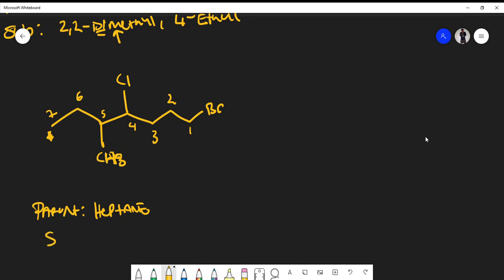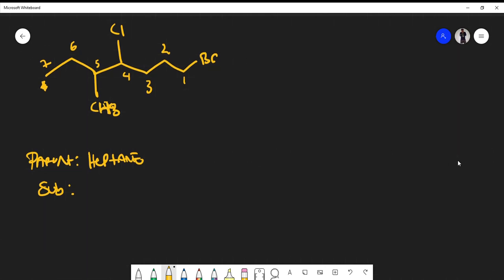Now, what are the substituents? Well, on carbon number 1, I have a bromine. So this would be 1-bromo. When we're naming substituents, especially for the halogens, we just drop the ine and we add an O at the end. So bromo, chloro, iodo, etc. On carbon 4, we also have a chlorine, so this would be 4-chloro. And on carbon 5, I have a methyl group, so this would be 5-methyl.